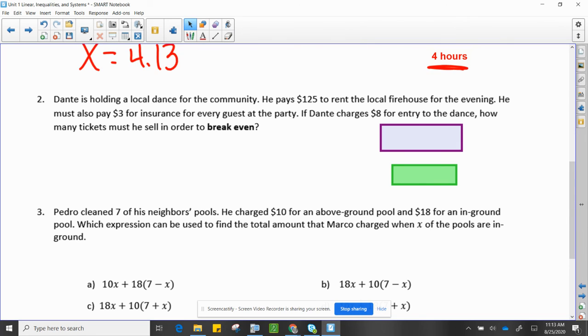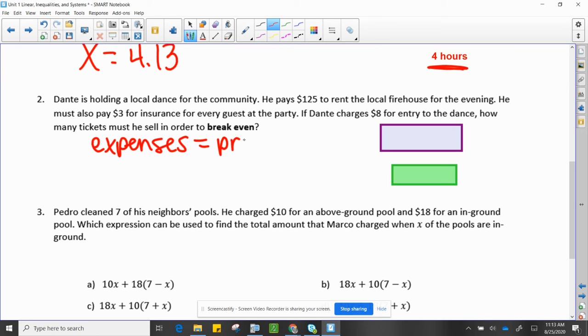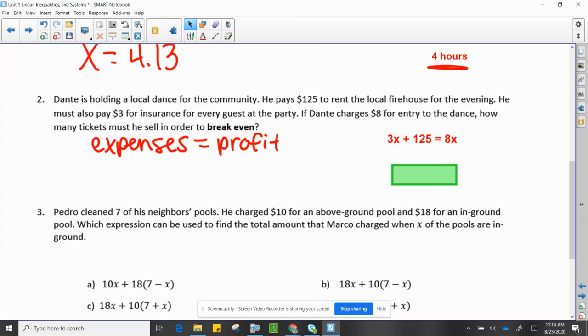Okay, so what it means to break even, that means that your expenses equal your profits, or how much you're making. Okay, so if you followed that idea, you should have got this equation. So it's $3 for insurance for each guest plus the money to rent the firehouse. Well, how long does that take to equal what he sells each ticket for? $8 per ticket. So how many does he have to sell to actually break even? 25 people have to come to this dance.